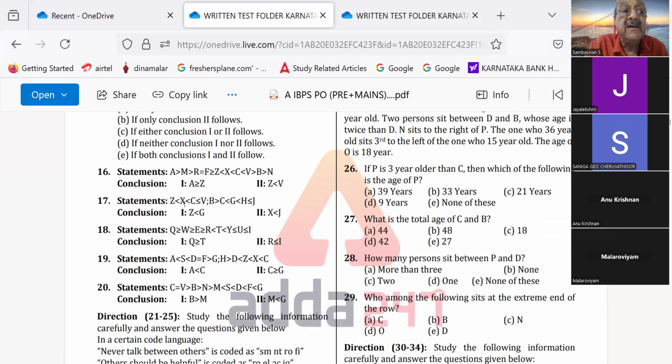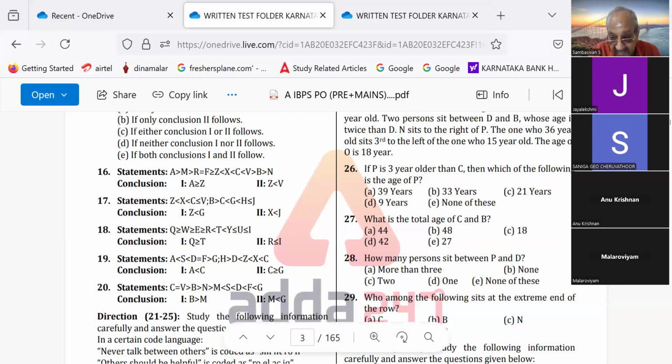X is here, and X is less than J. Correct. X is less than here also. The H only is less than or equal to J. So statement 2 is also true. So the answer for 17 is both are correct. So the answer is E.